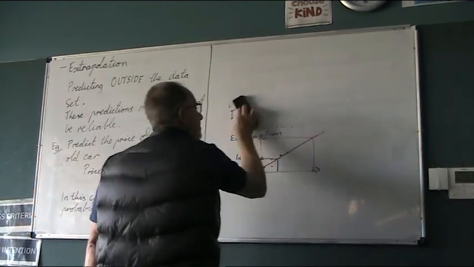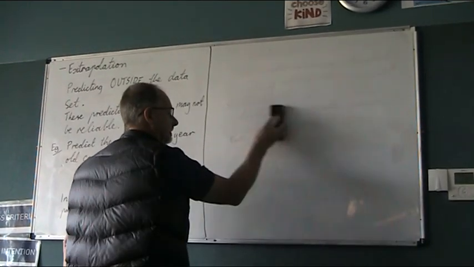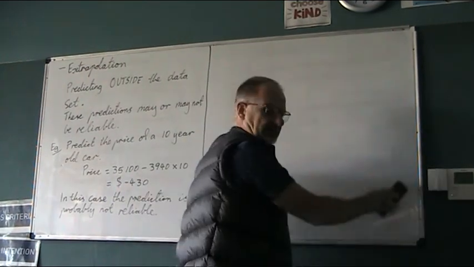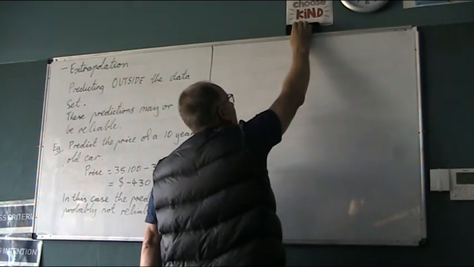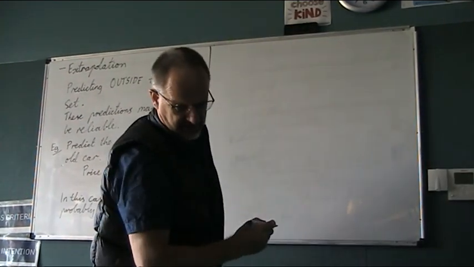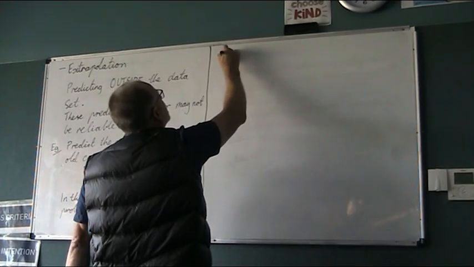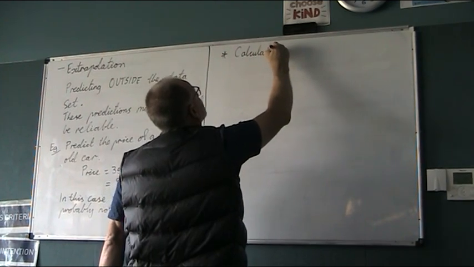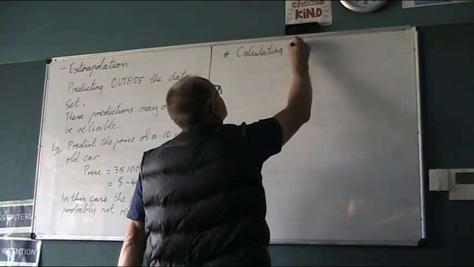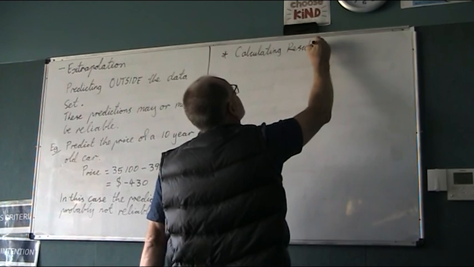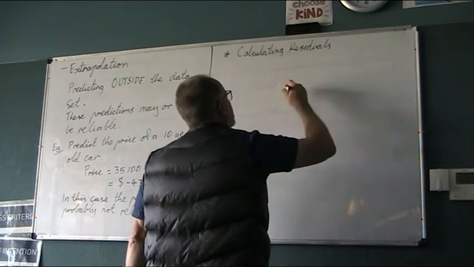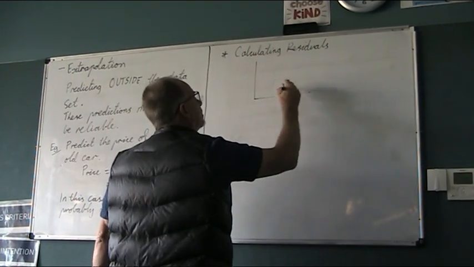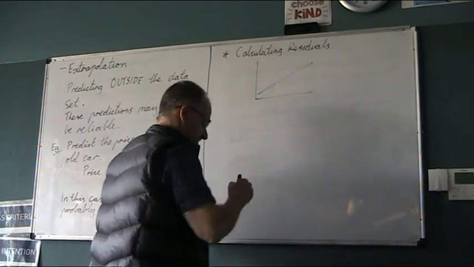Can anyone remember what the residuals were? The distance between the regression line and the points. Yep, that is correct. So what we can do is look at calculating residuals. I'll just do another rough sketch here.